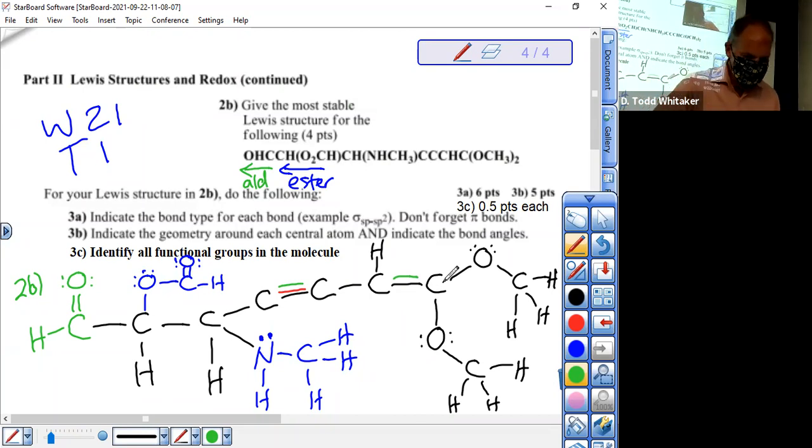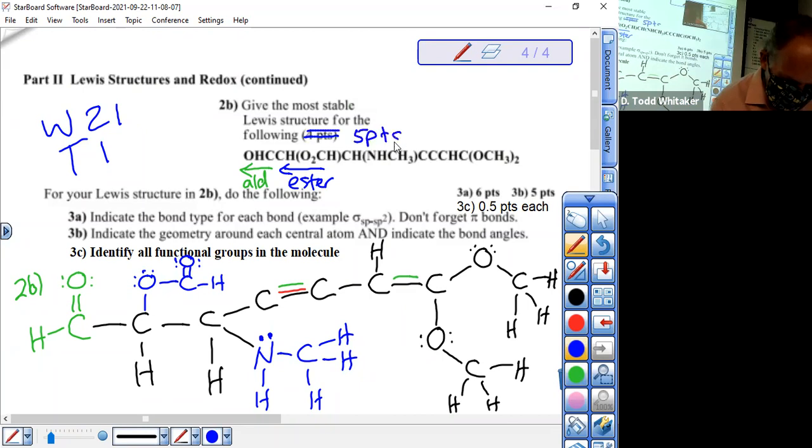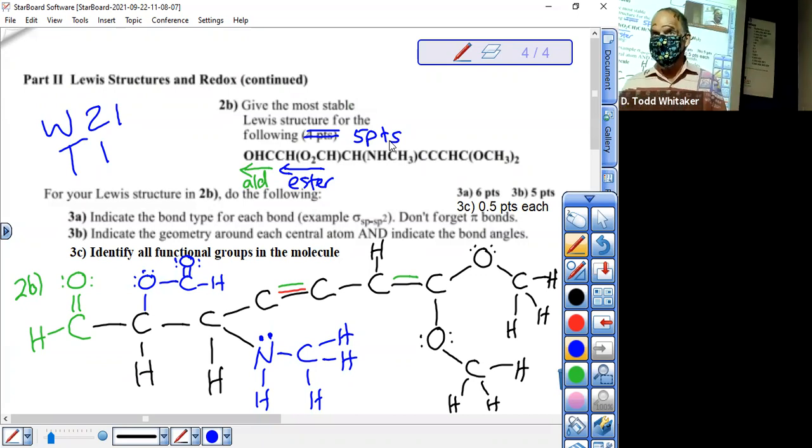So 2B's done. It says 4 points. I can guarantee it's going to be 5. These are not major changes. I don't think there's going to be a rebellion for me doing this. That was a lot of work for 4. Okay. I want you to know that this is really important. So it's got a lot of points.